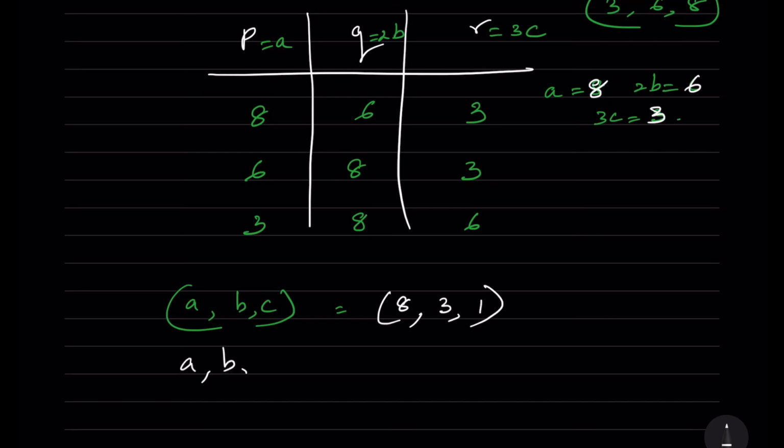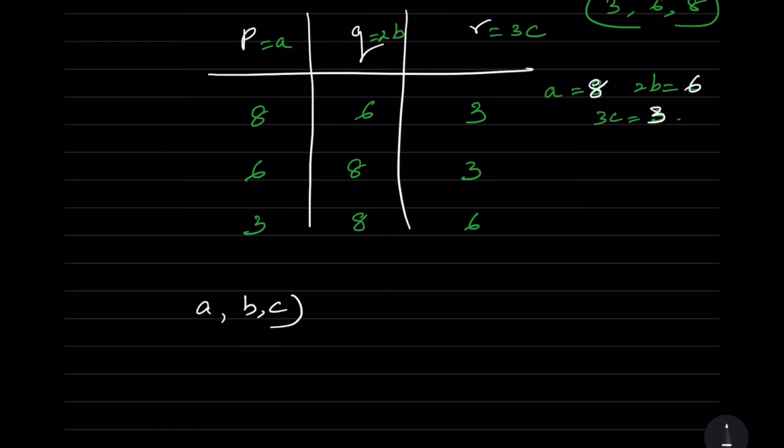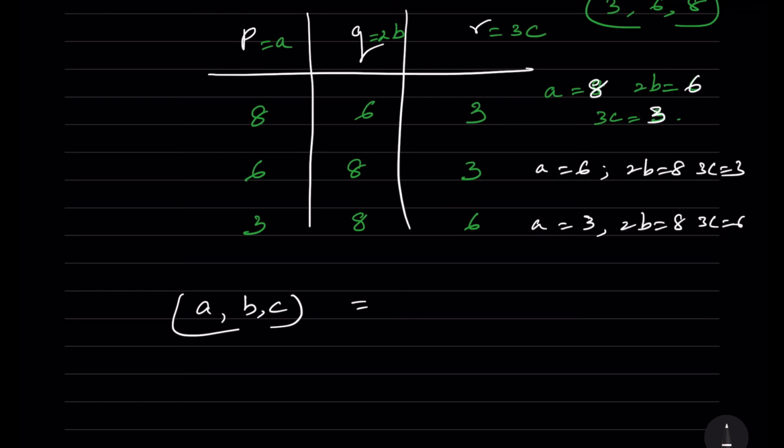Next combination of ABC. So ABC are natural numbers, we know that. So what are the different types of values you can take? Here again A is equal to 6, 2B is equal to 8, 3C is equal to 3. Then here again A is equal to 3, 2B is equal to 8, 3C is equal to 6. So what are the different combinations we can take over here? A is 8, 2B is 6, means B is equal to 6 by 2, that is 3. C is 1 over here.